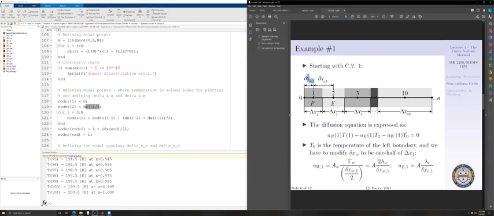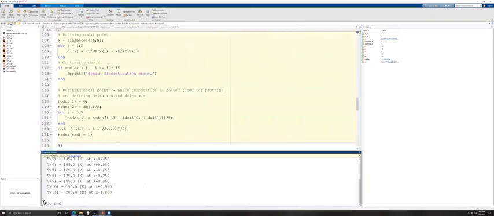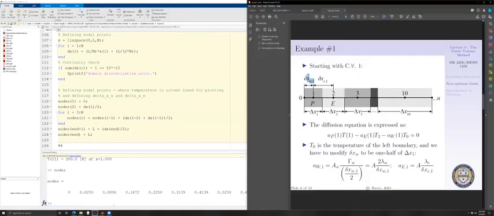Now, for the remainder, 3 to n, the remaining nodes are node i minus 1 plus dx i minus 2 plus dx i minus 1 divided by 2, the average of those. And if we do this, we can look at our nodes. And we can pull this up and make sure it makes sense. Our first node is when x is equal to 0. Our second node is half of delta x1, which is 0.025.